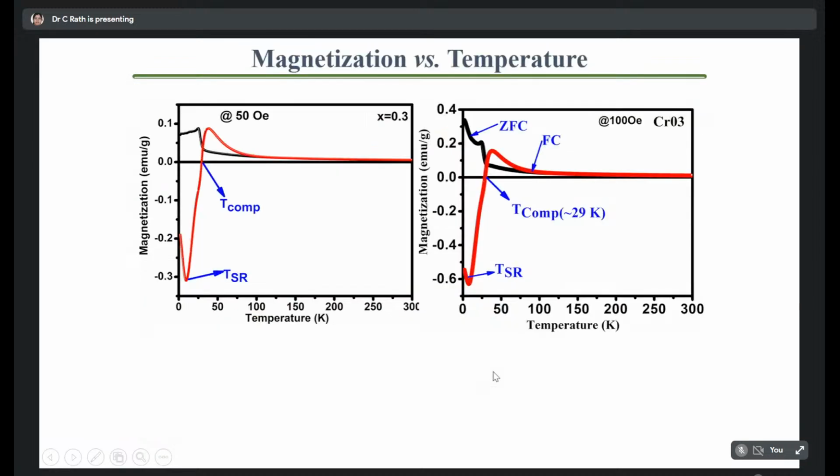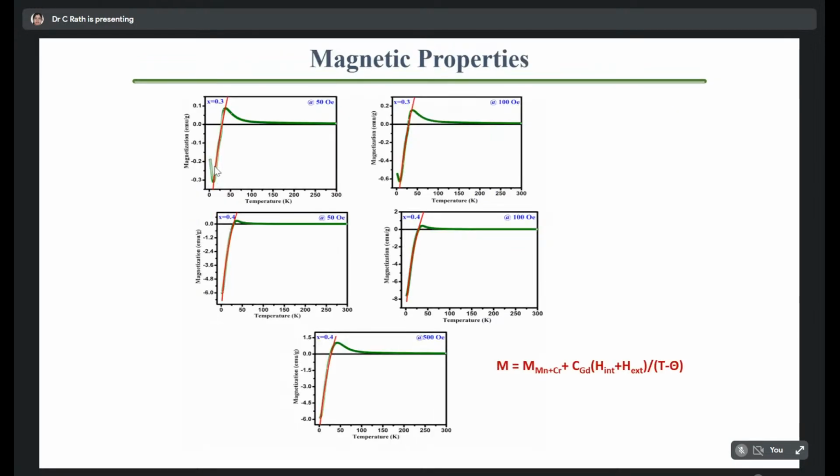field. One can see here how these features change with decreasing temperature. One can see features like there is a peak, there is a compensation temperature, there is a spin reorientation transition temperature. These features we could see in 0.3 and 0.4 at 50 Oersted and 100 Oersted. So why this is observed, that mechanism I will discuss.